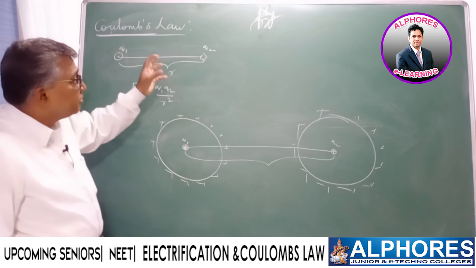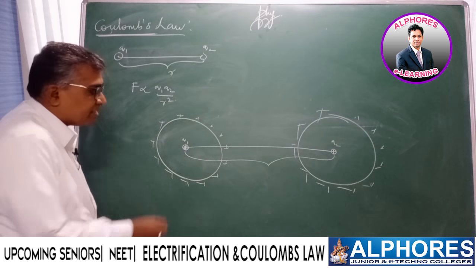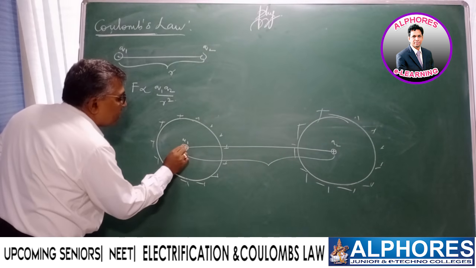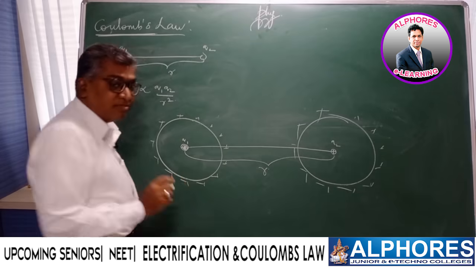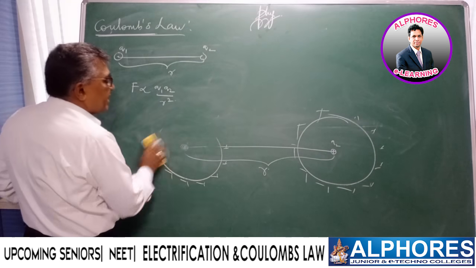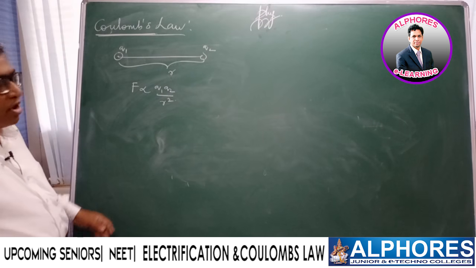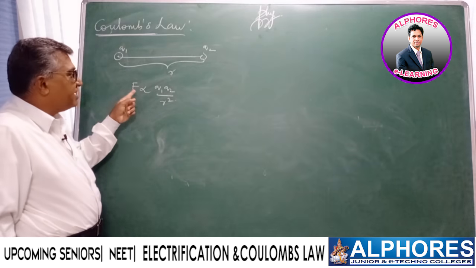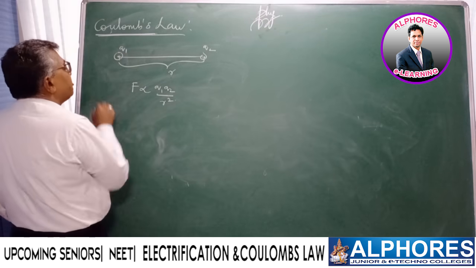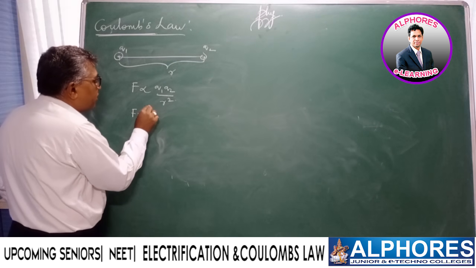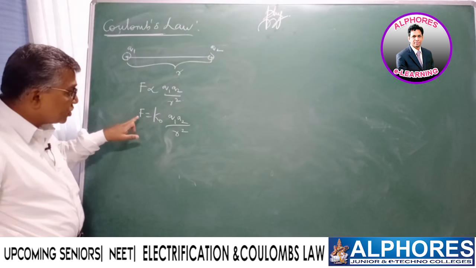This is the reason for the force between two point charges. When I consider charge, all the charge is said to be concentrated at the center of charge. Even for this, the distance between them is r. Then the force F is directly proportional to the product of the charges, and inversely proportional to the square of the distance between the charges. Now if I remove the proportionality, F is equal to k naught q1 q2 by r square. So this is Coulomb's force.